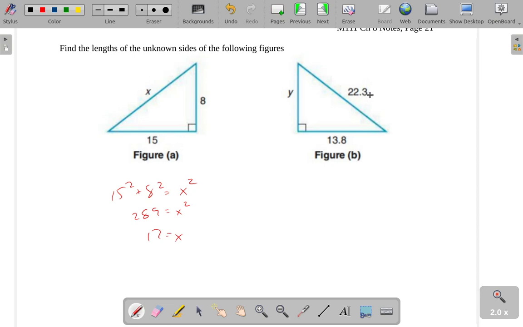Now, it's not always going to be the case that you're going to be finding the length of your hypotenuse. You can see in this example, the length of one of the legs is unknown. But you can still use the Pythagorean theorem as long as you take the sum of the squares of the legs. So y is one of the legs, and 13.8 is the other one. So y squared plus 13.8 squared must be equal to 22.3 squared.